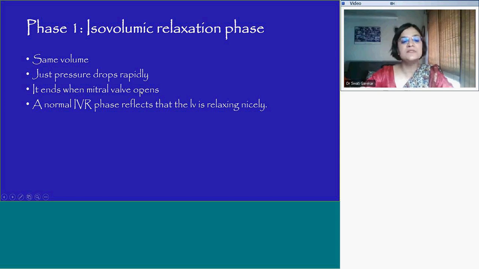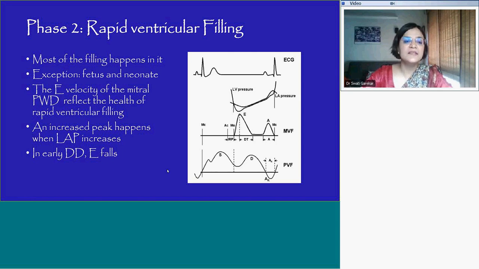The mitral valve opens because the ventricular diastolic pressure becomes lower than the left atrial pressure. Isovolumic relaxation time. So the LV is relaxing very quickly. And it's all about analyzing the role of this LV and also how it fills in the late phase of diastole.